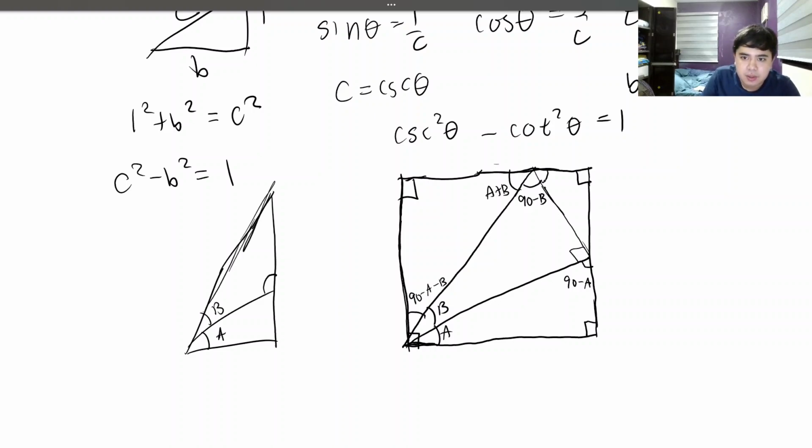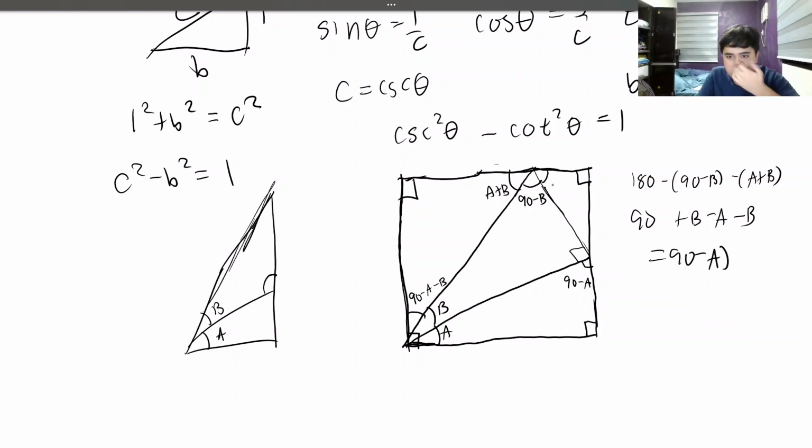How about this one? So 180 minus 90 minus B minus A plus B. What is that? 180 minus 90 is 90. Then minus minus B is plus B, minus A minus B. That's going to be 90 minus A. So this is 90 minus A. And this should be A, right? And does it check out? Let's add A, 90 minus A, and 90 degrees together. And we get 180. So this figure checks out from all angles.